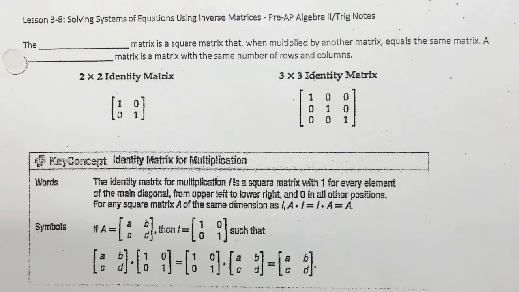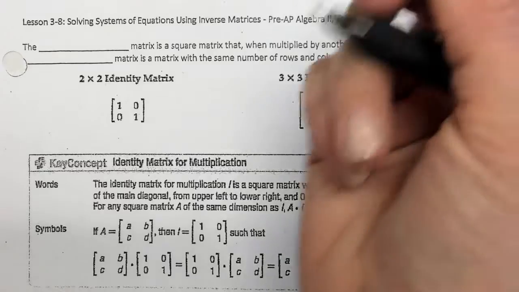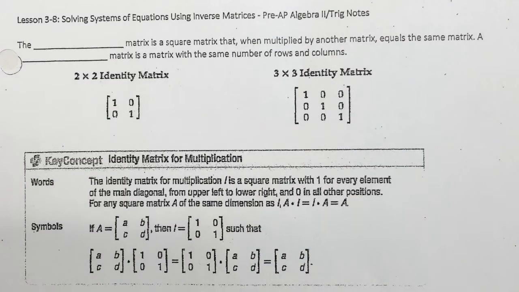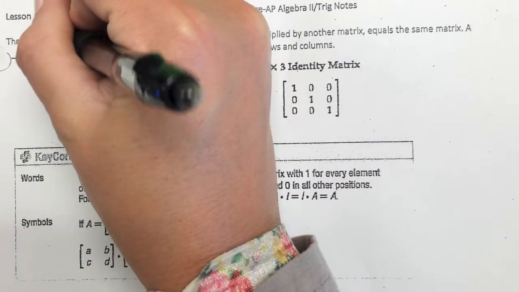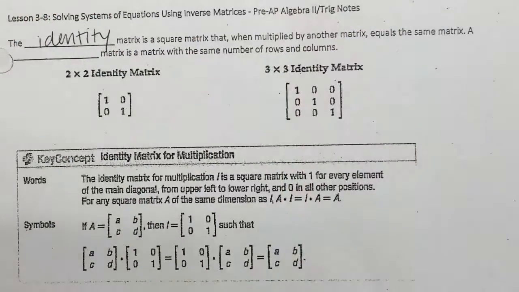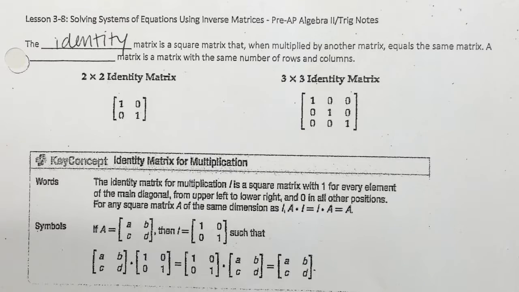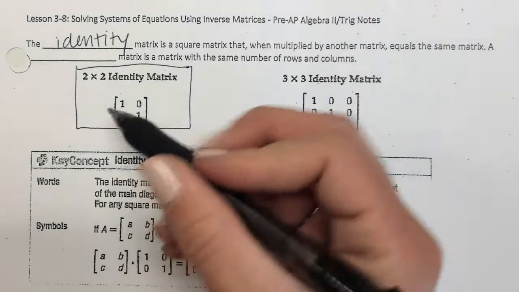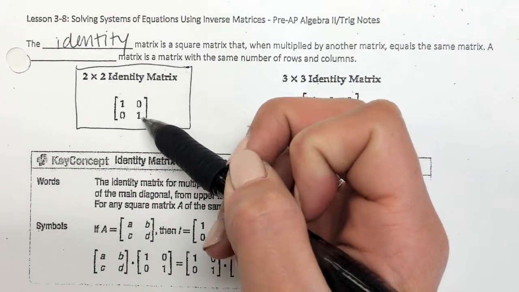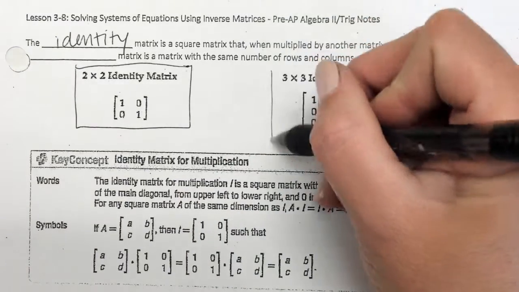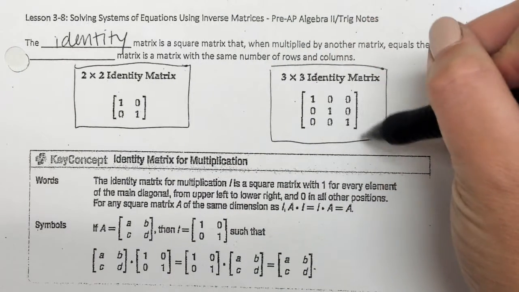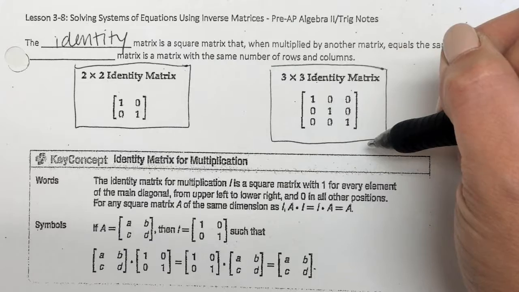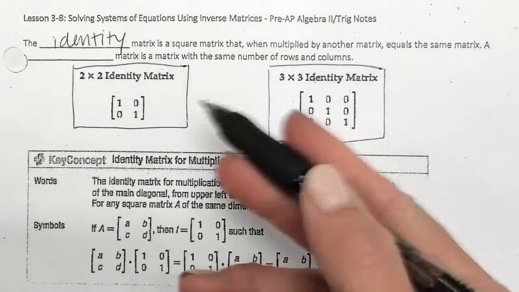The first one we haven't talked about, it's called the identity matrix. And it's a square matrix that when multiplied by another matrix equals the same matrix. So here's what the identity matrix looks like for a 2x2. It's just ones in the diagonal, everything else zeros. Same thing for the 3x3, ones going across the diagonal, zeros everywhere else. These are the identity matrix.